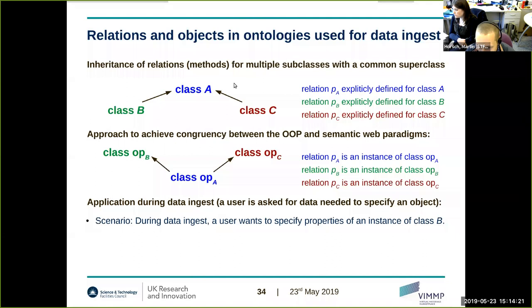Of course, when creating an instance of software owner, we want to ask the person who registers for their name. So we need to know at a technical level that has name is a relation that belongs both to class A and to class B, even though we only define it for class A. And how do we do that?